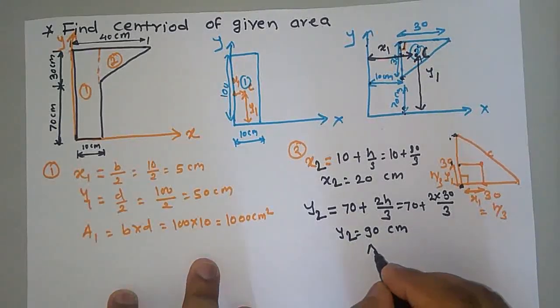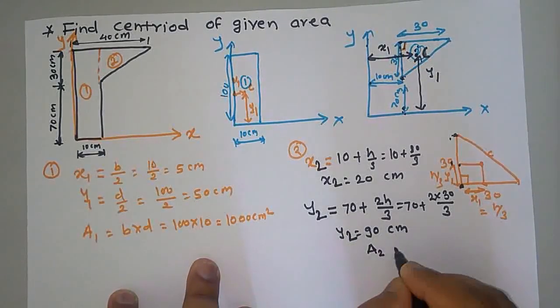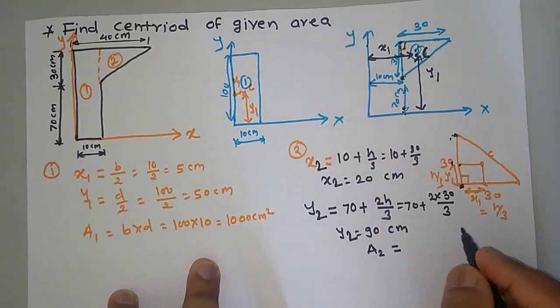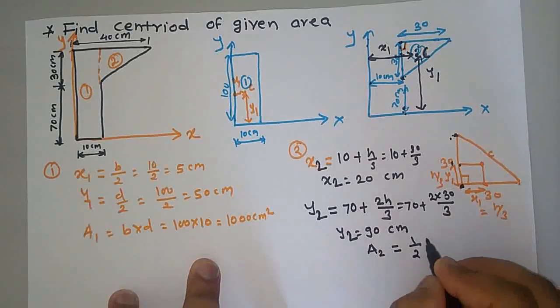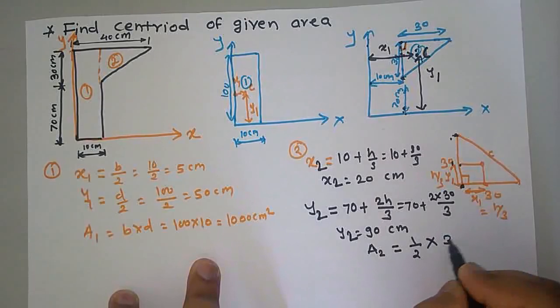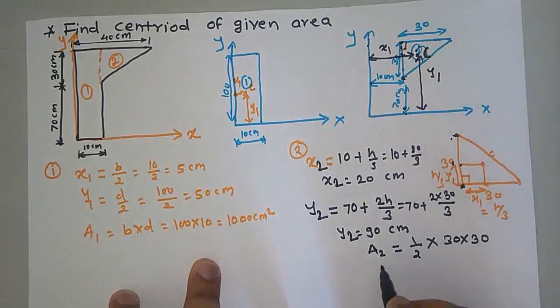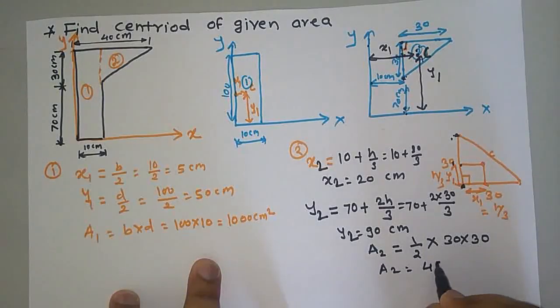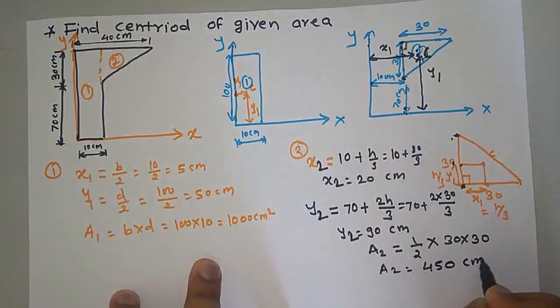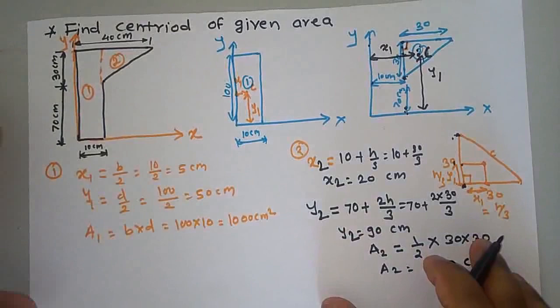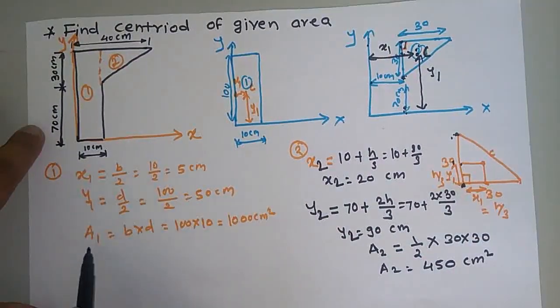y2. Then we need to find the area of this right angle triangle, that is 1 by 2 into base 30 and height 30. So what we'll get? It is 450 centimeter square. Okay, so we got x1, y1, a1, x2, y2 and a2.